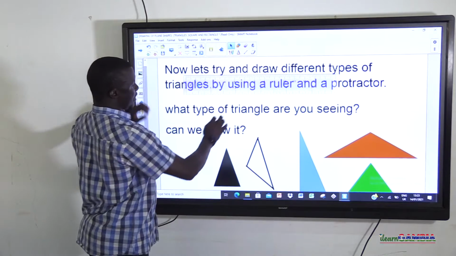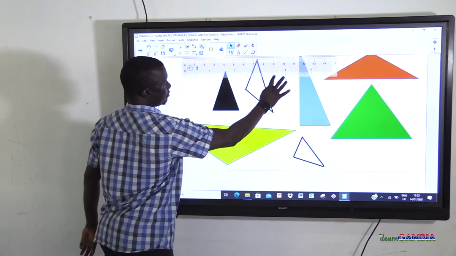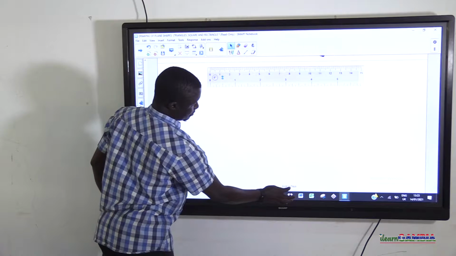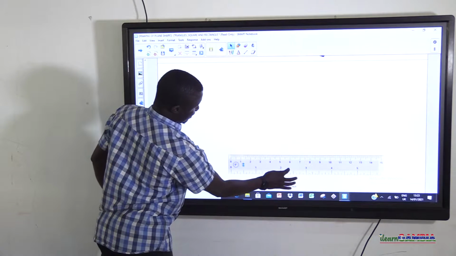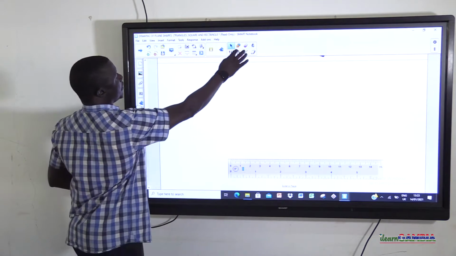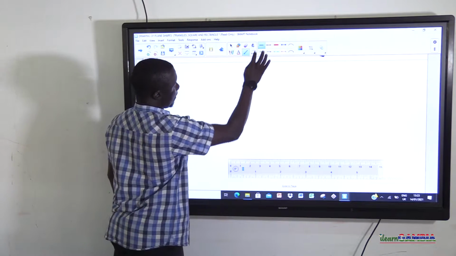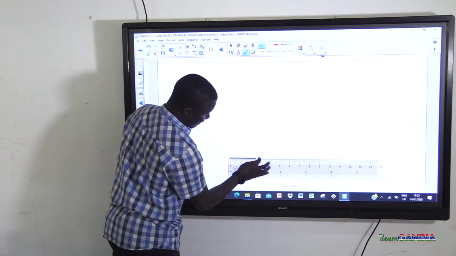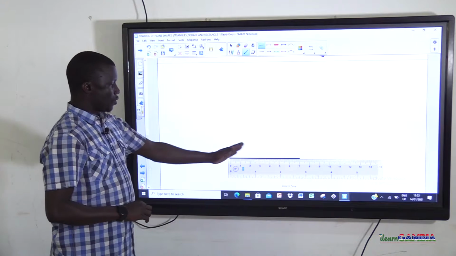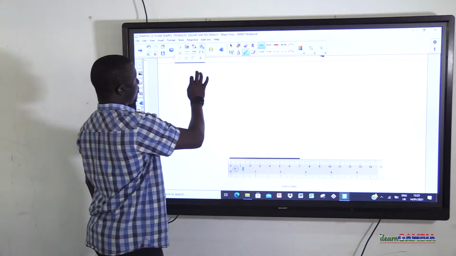We can get our ruler. We have a ruler here. And suppose we say our line will be, let's say, our side of the triangle will be 7 centimeters. So this is the length of one side. Okay. Now we need the service of our protractor now.